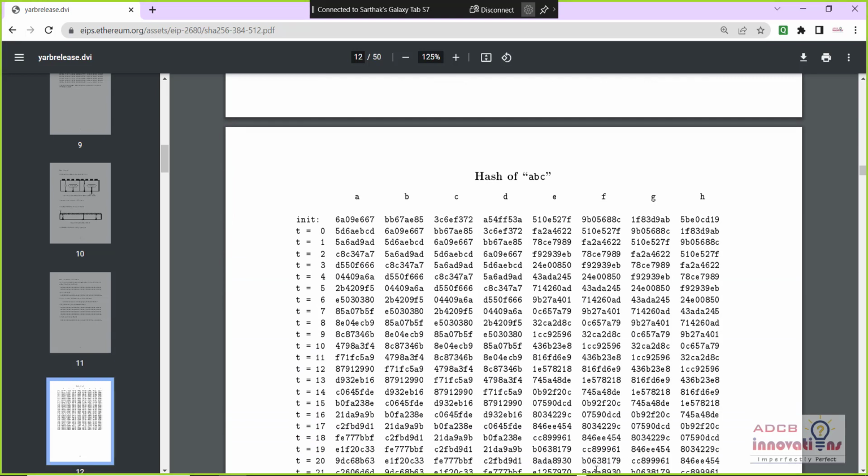So this is all for this video. We have seen one of the concepts of blockchain, that is SHA-256 hashing, and in the next video we are going to see the Merkle root tree concept.